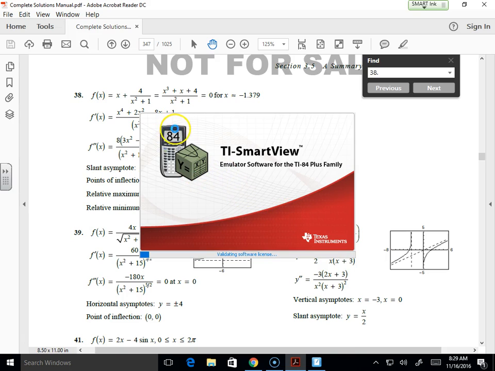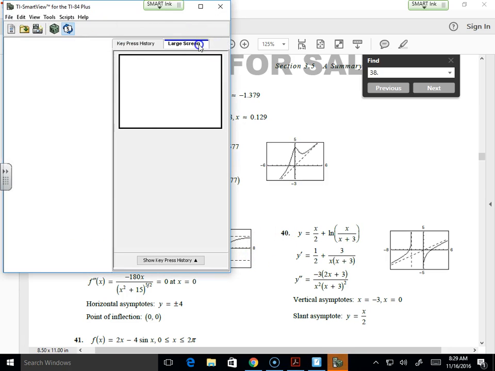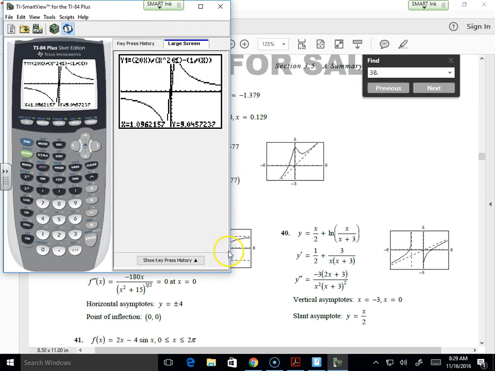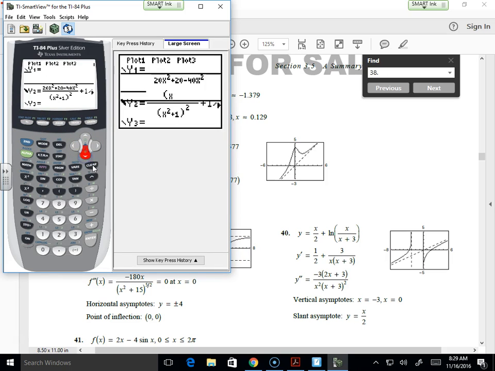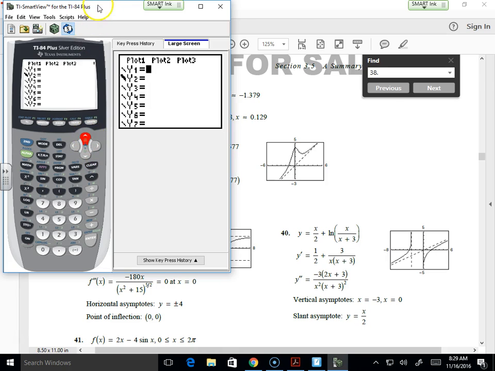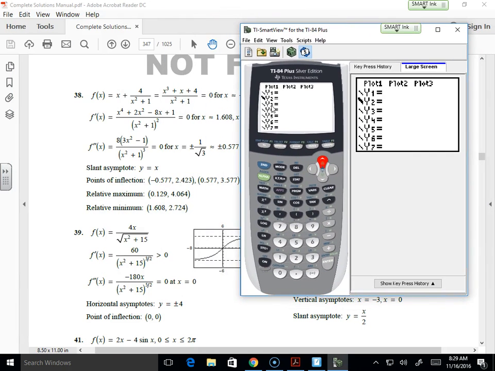You could either throw in your first derivative and find the maxes and mins, and I'll illustrate that really quickly. And I won't do all of them. I'll just do, how many points of inflection are there? 2? I'll just do one of them.